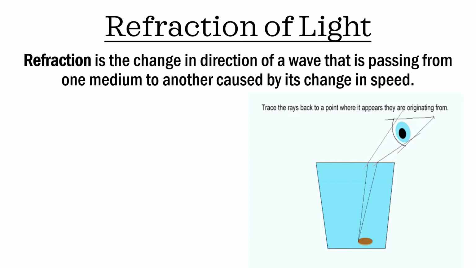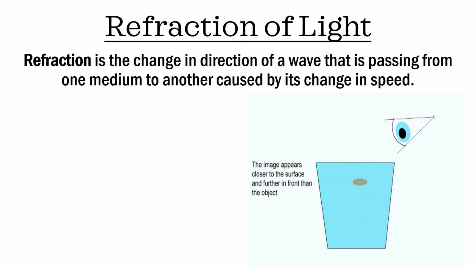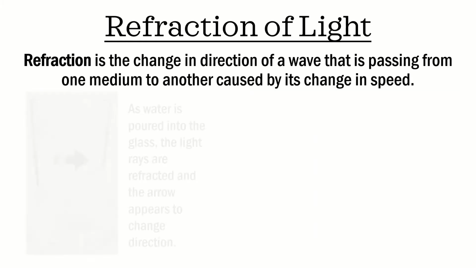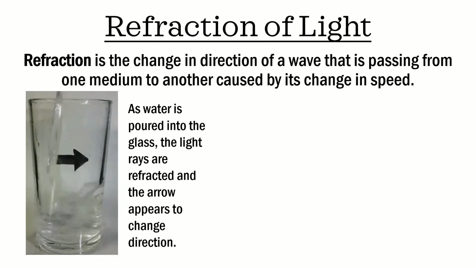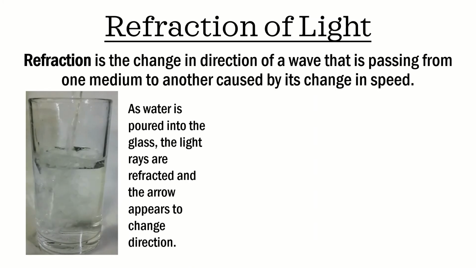Those rays of light would travel into the eye, and it would appear as if the rays were traveling straight and originating from a point a lot higher, shallower than the actual position of the coin. So the image appears closer to the surface and further in front than the object actually is. If we look at this glass, as water is poured into the glass, you can see that the arrow changes size and it actually changes direction due to refraction. And you could try this at home and prove it for yourself.